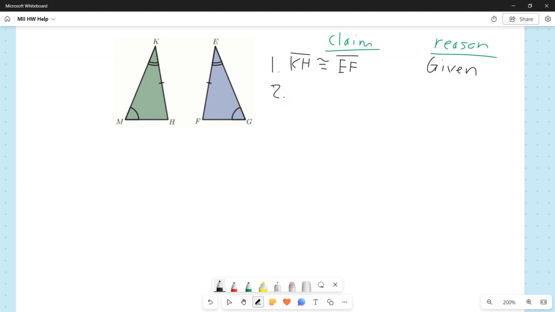The picture also tells us that angle M, and we only need one letter here because when you say angle M, it's kind of obvious what angle you're talking about, so I'm only going to use one letter here. Angle M is congruent to angle G because they both have one curve, sort of representing that angle. And the reason that we can say that is that we are again given this information. It's in the picture.